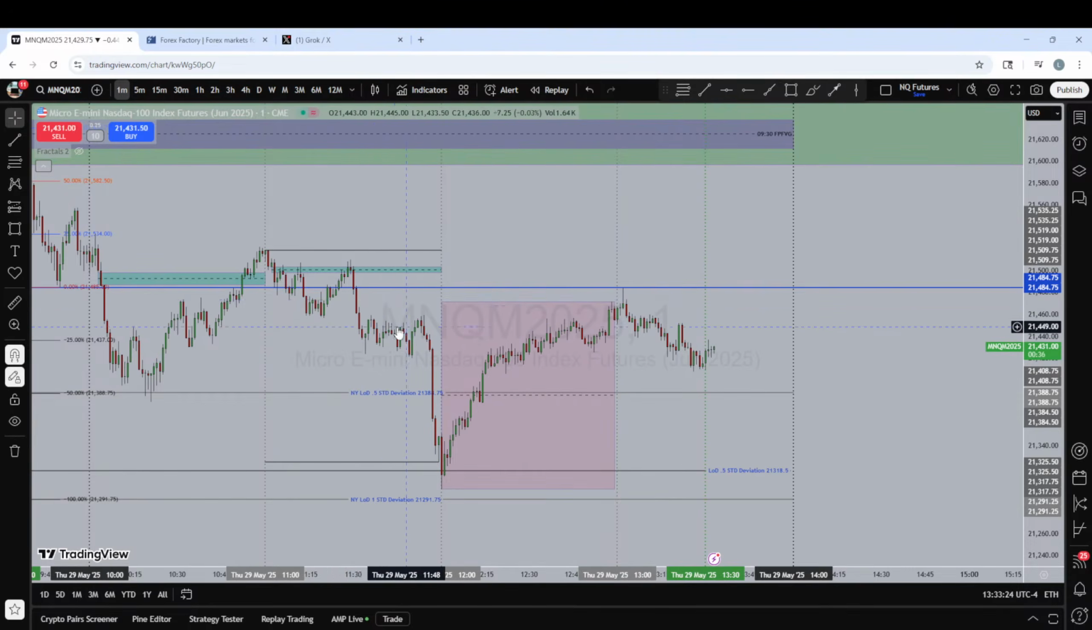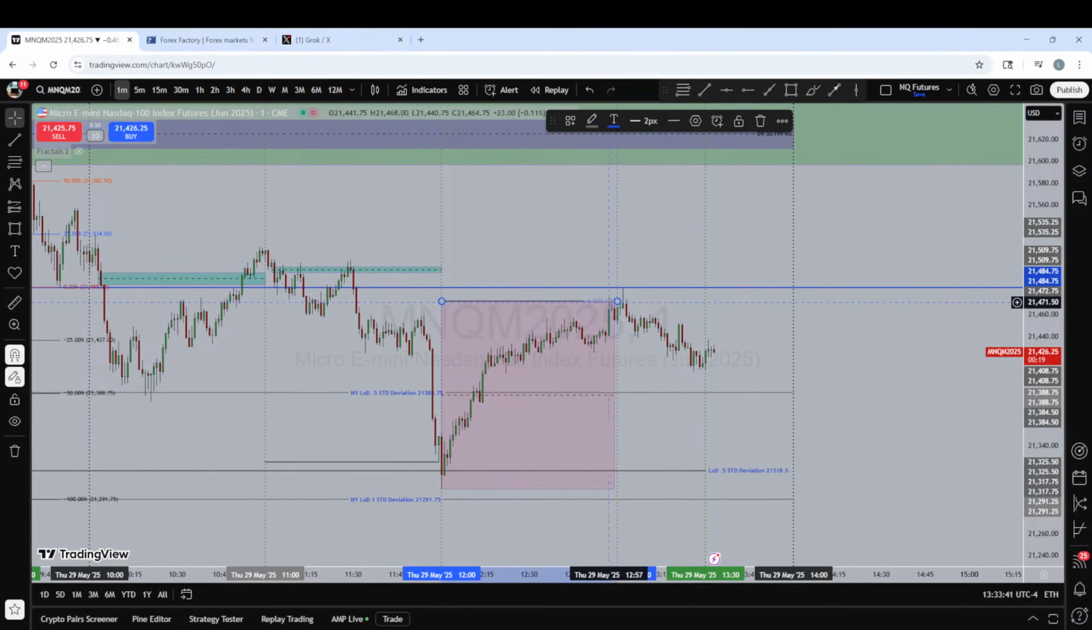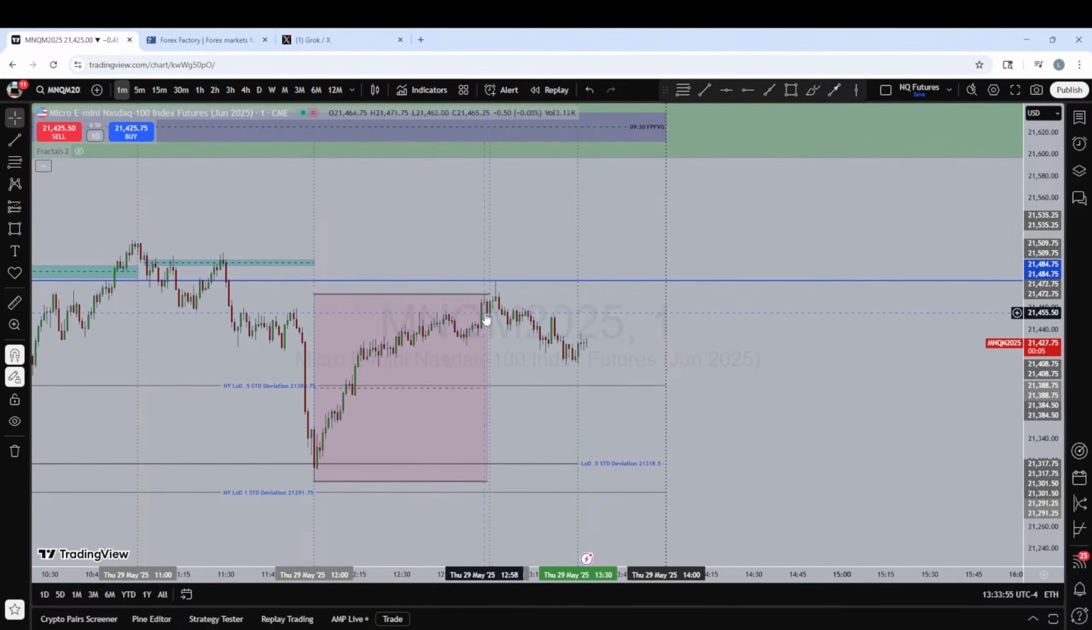Took out some highs, relative equal highs, right there. Now look at this. We can both agree that that's the high of the lunch hour, right there. And we can all agree that this is the low of the lunch hour, right there. Now look what happens at 1 o'clock, when the 1 hour starts.